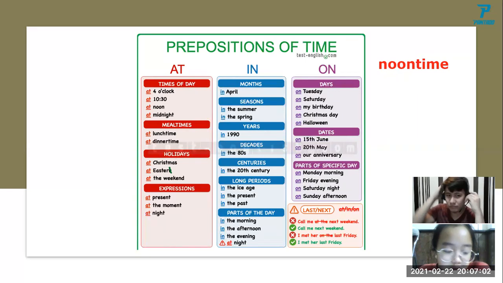Next, on. Can you read on? On. Days. On Tuesday, on Saturday, on my birthday, on Christmas Day, on Halloween. Very good. Next, dates. On 30th June. Okay, good. On 20th May, on our anniversary. Very good. Next, parts of a specific day. So you say it on Monday morning, Friday evening, on Saturday night, Sunday afternoon. All right, so that's how you read the parts of the specific date.